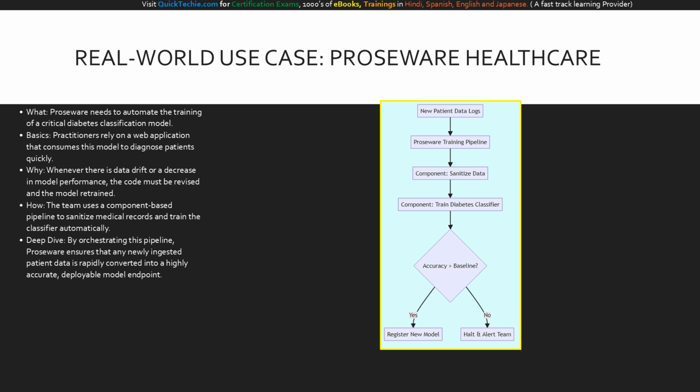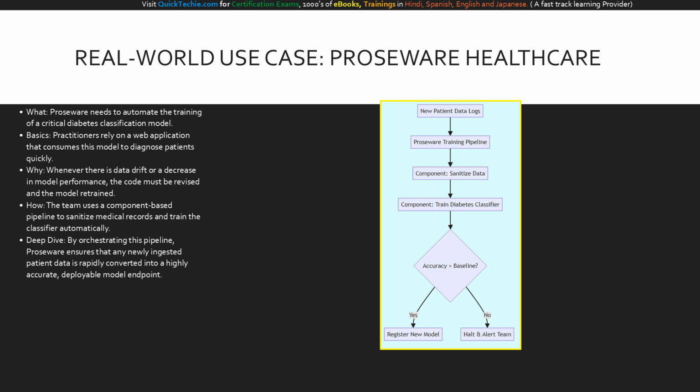This flowchart maps out Prosware's automated pipeline logic. New patient data logs feed directly into the Prosware training pipeline. The first component sanitizes the sensitive data. The second component trains the new diabetes classifier. But notice the crucial decision gate, accuracy greater than baseline. This is an automated evaluation step.